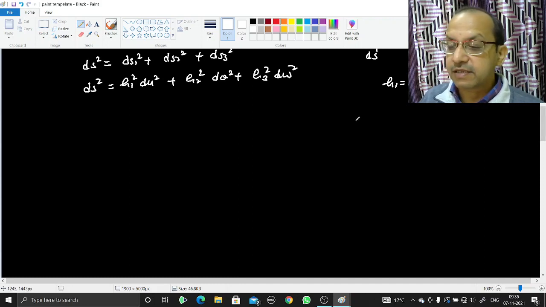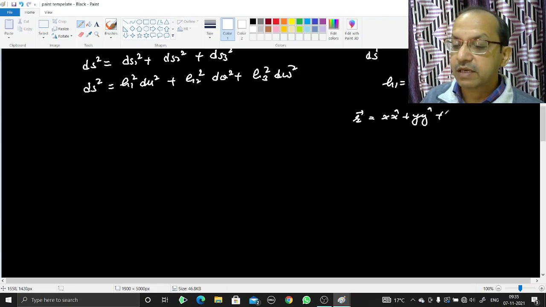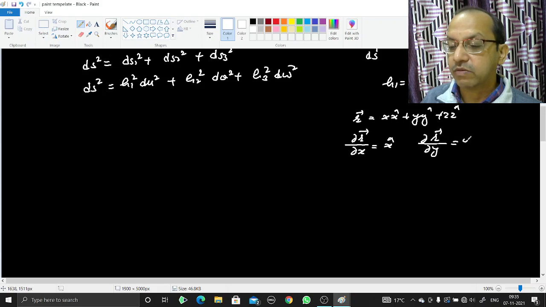Also in the Cartesian system, the position vector is written as x x cap plus y y cap plus z z cap. I have replaced i cap, j cap, k cap with x cap, y cap, z cap. So del r over del x equal to x cap, del r over del y equal to y cap, and del r over del z equal to z cap.